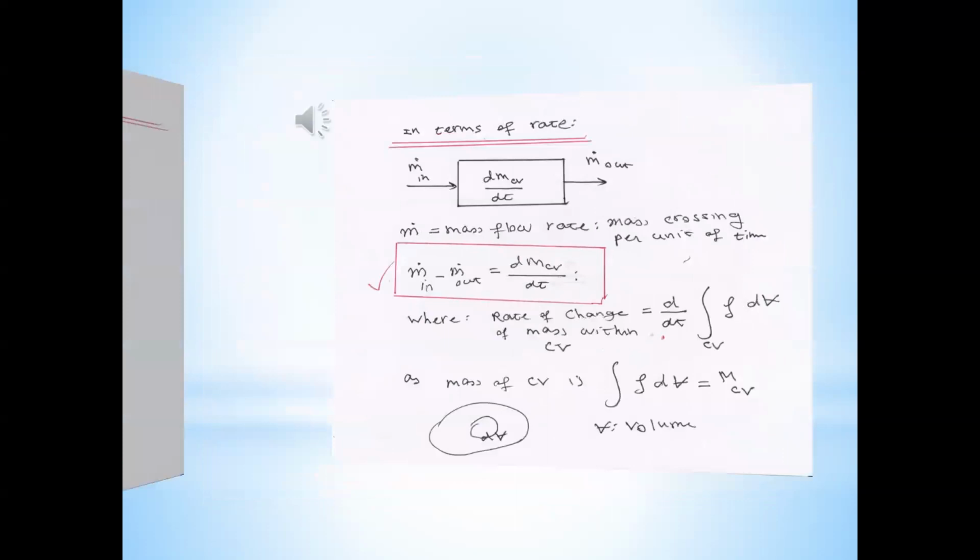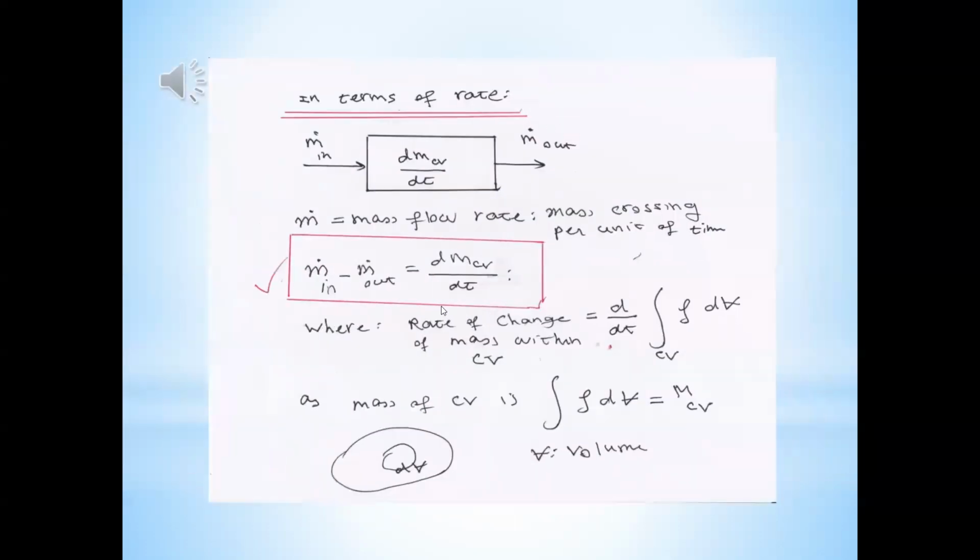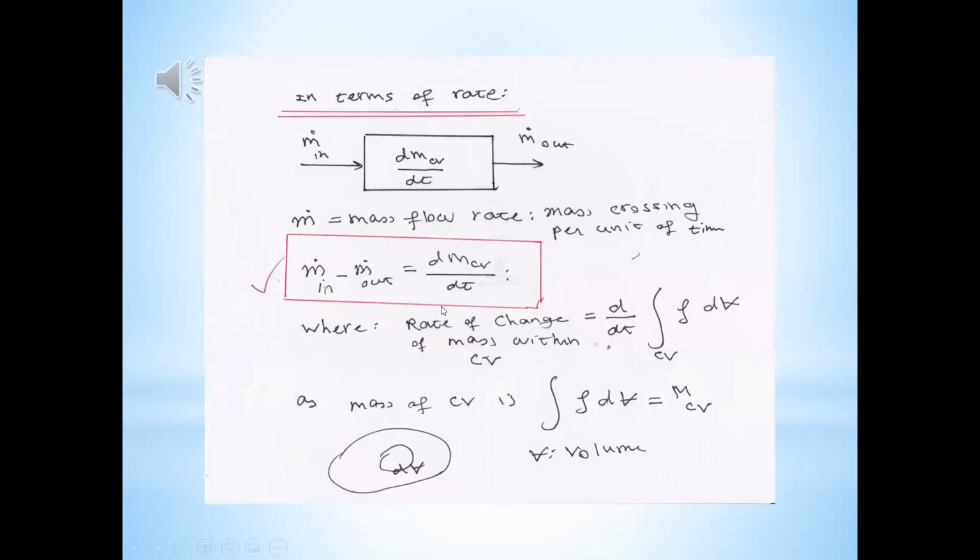Here, when you say M dot in minus M dot out is the rate of change of mass inside the system, that's conservation of mass. M dot in minus M dot out, these two don't balance. The difference is the rate of change of mass inside the control volume, or delta M of the system, the change of mass inside the system, right?